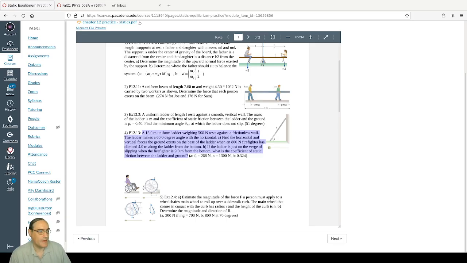First part, and we'll stop after reading this because the second part's a total change in this case. Find the horizontal and vertical forces the ground exerts on the base of the ladder when an 800 Newton firefighter has climbed 4 meters along the ladder from the bottom.